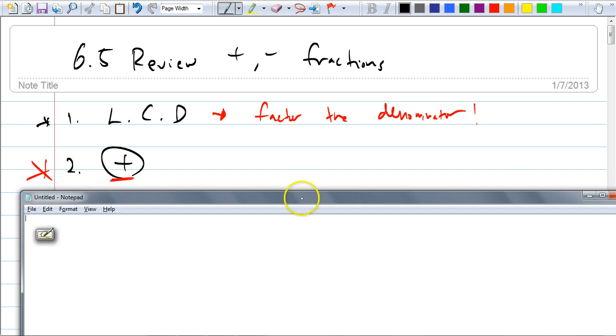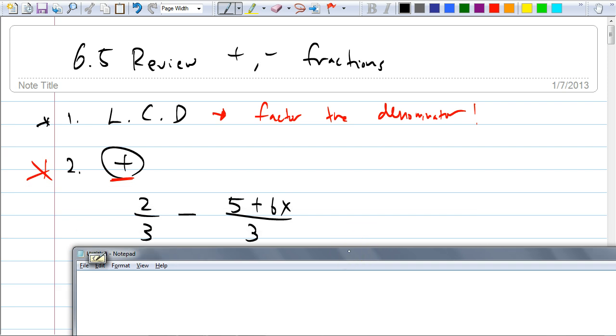For example, let's say I gave you something like this: 2 over 3 minus (5 plus 6x) over 3. You see the main subtraction in the middle, the subtraction between these two fractions. When you change this to addition, does the 5 only become negative 5, or do we need to change that 6x also? 6x. You guys remember?